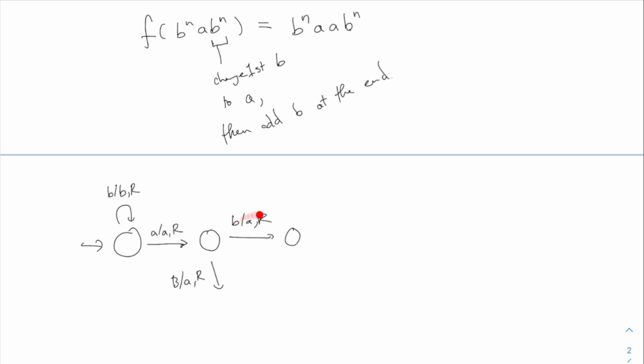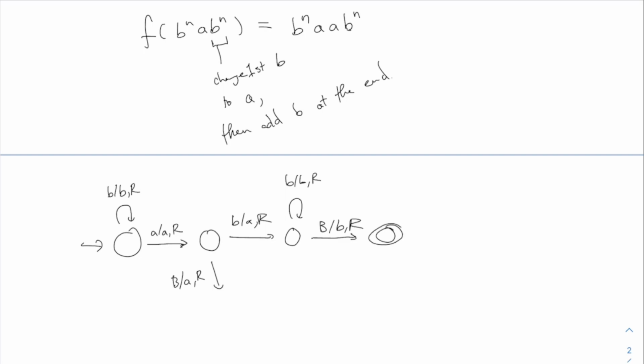And that's this step right here. Change the B to A. Okay, now add a B at the end. That means we have to move to the right again through all of these B's until we see a blank, and change that to a B. So I'm going to go B, B, R here. This will move us to the right through all the remaining B's. Finally, we will arrive at a blank at the very end, and we want to change that blank into a B. And I think that'll do it.